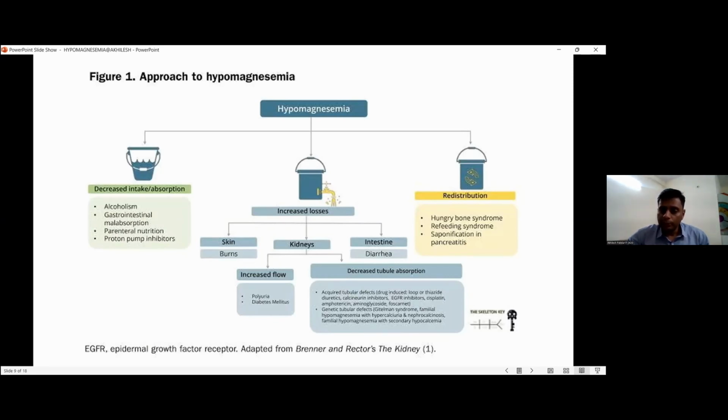And in redistribution, in hungry bone syndrome and refeeding syndrome, magnesium gets utilized when we suddenly give nutrients to a fasting person. And in pancreatitis, the magnesium gets chelated or saponified.